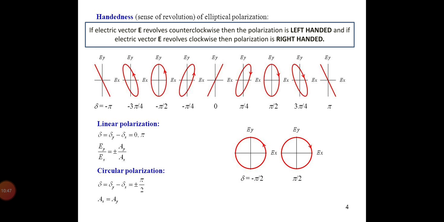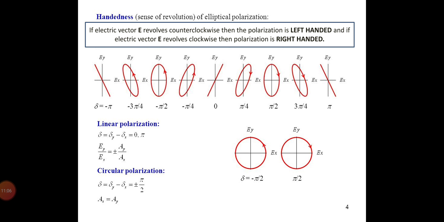And for the delta which is lying between pi and 2 pi, the ellipse is described in the clockwise direction and the light is said to be right-handed elliptically polarized. You can see in the figure here also.